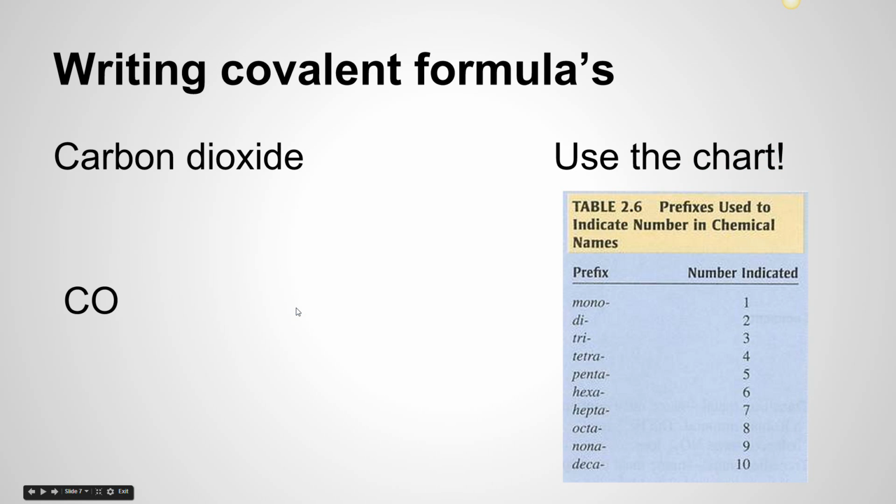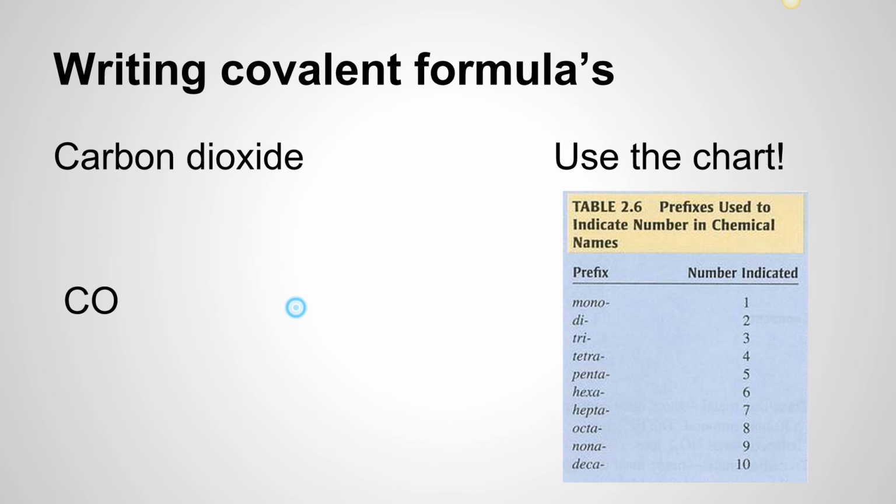Covalent formulas are slightly different in their naming. We are going to use these prefixes from this chart. This chart is in your books. It will tell us, based on the prefix, how many of each atom we have. Now carbon dioxide will be the first one we're going to look at here. Carbon is at the beginning, so we will not use the prefix mono. It's just a rule chemists have developed over the years. If there were 2 carbons, we would use the prefix di. So we'd have dicarbon dioxide. In this case, though, we only have 1, so we have carbon dioxide.